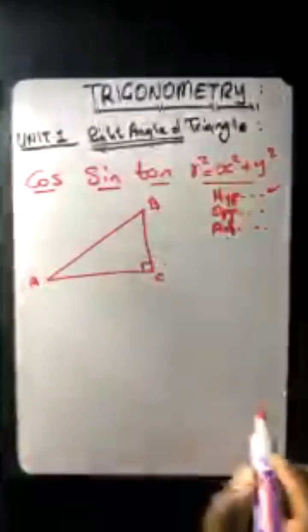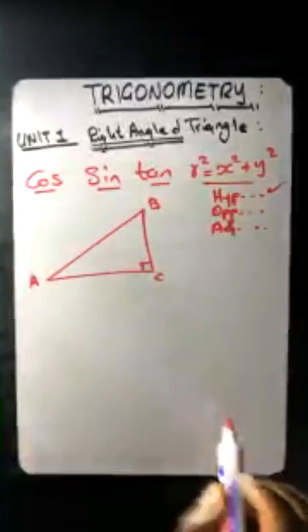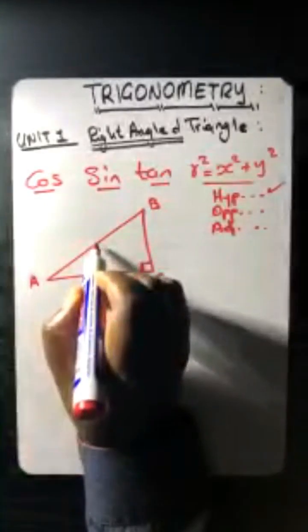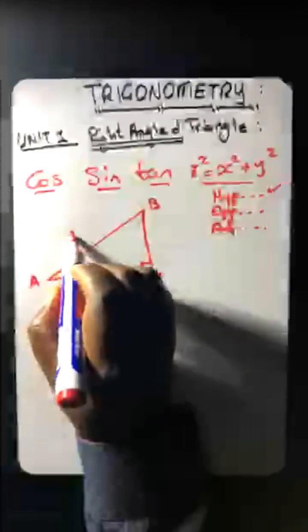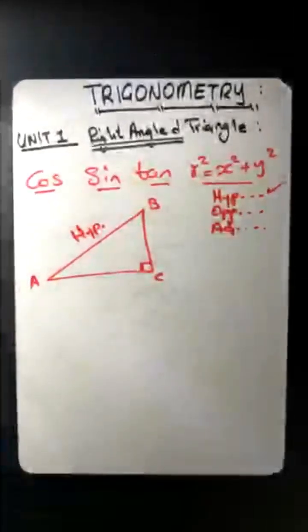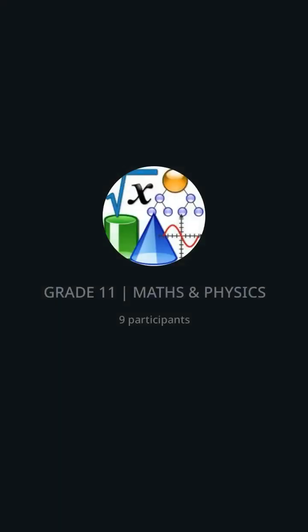Let's say we are having triangle A, B, and C. So obviously the side which is opposite to that corner of the 90-degree angle, which is the longest side, is what we call a hypotenuse. So this is where it gets interesting. Here comes a question. Which side is then opposite, and which side is adjacent?